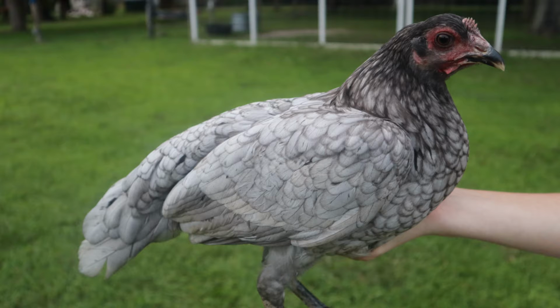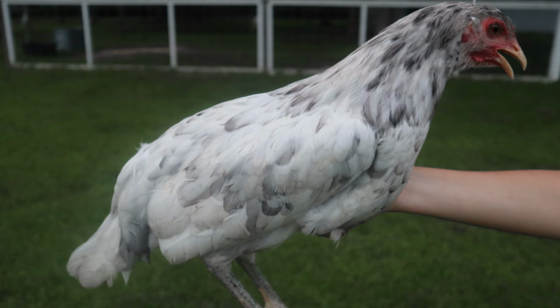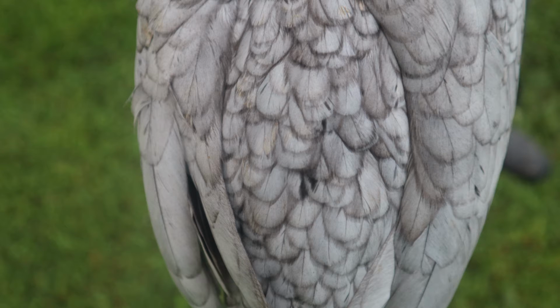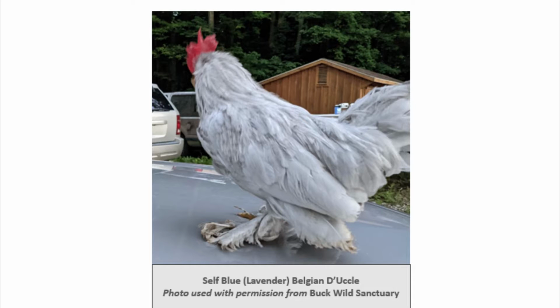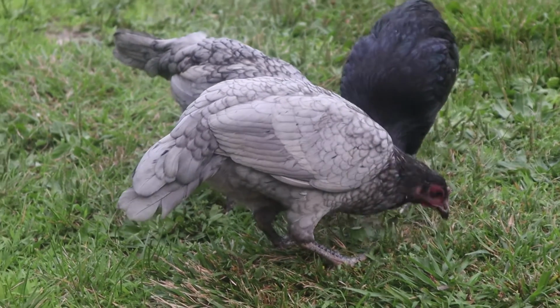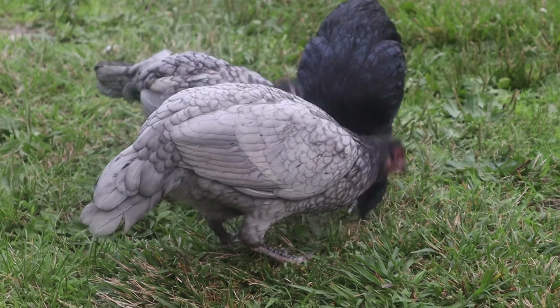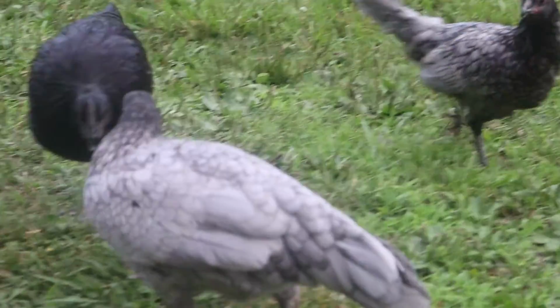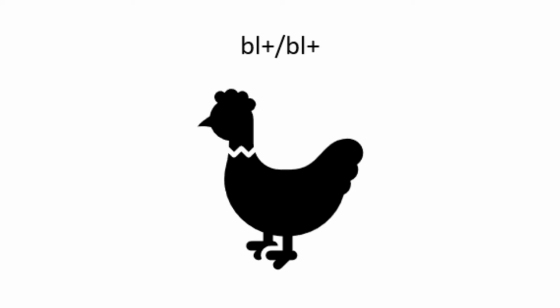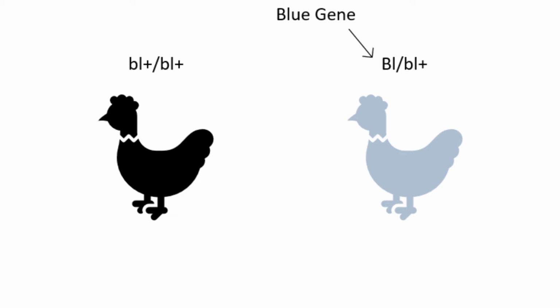Let's take blue, black, and splash for an example. And remember, we are talking about Andalusian blue here, not self blue, also known as lavender. For a little more context on this gene, blue dilutes all the black areas of a bird's feathers. A homozygous black looks black, of course, but add one copy of the blue gene and it will dilute all the black areas to a bluish gray.